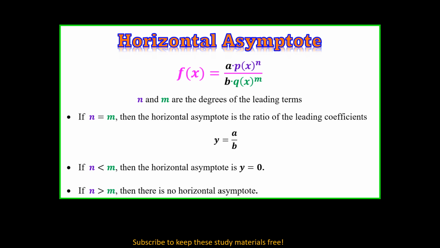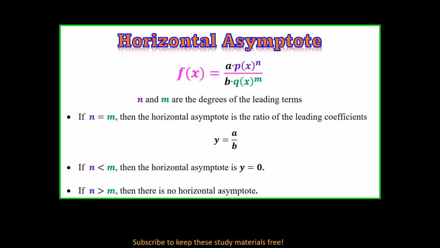Next, we will examine the horizontal asymptote of a rational function, and we looked at the leading term of the numerator and the denominator. We call the exponent that we're first looking at, for the numerator n and for the denominator m. Also notice before I begin discussing it, a and b are leading coefficients. So we look to see if n equals m.